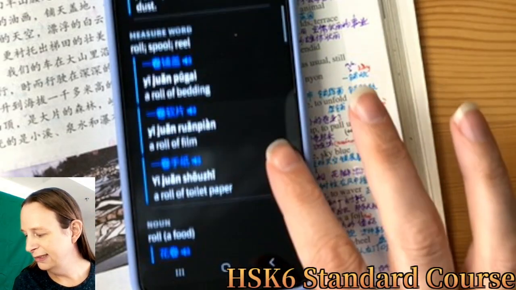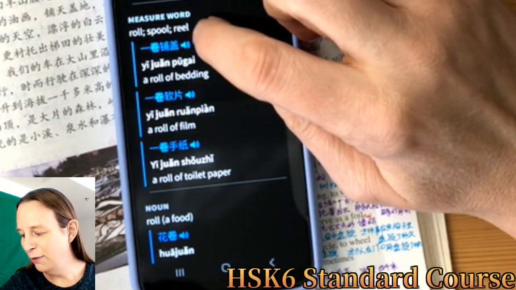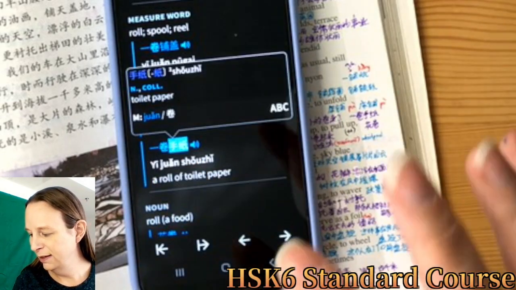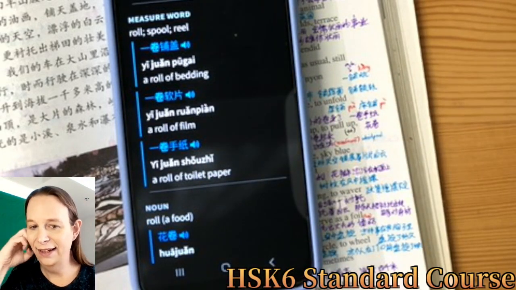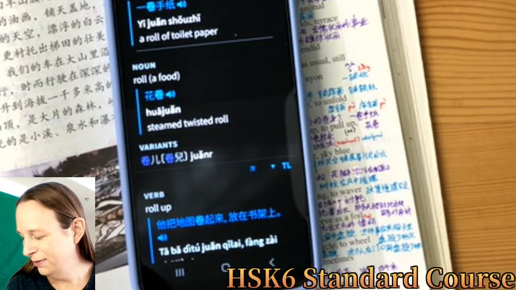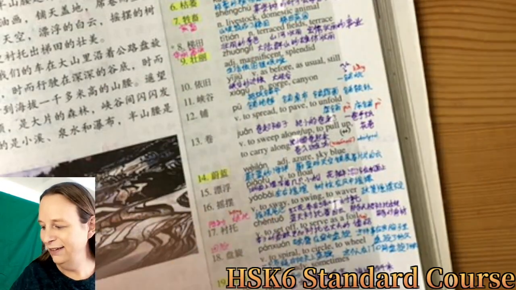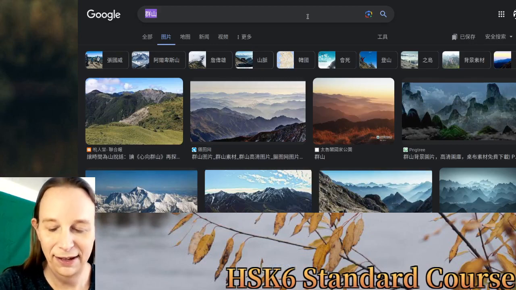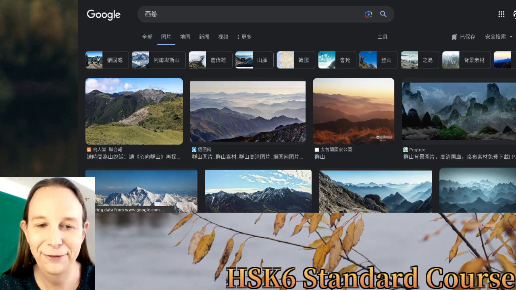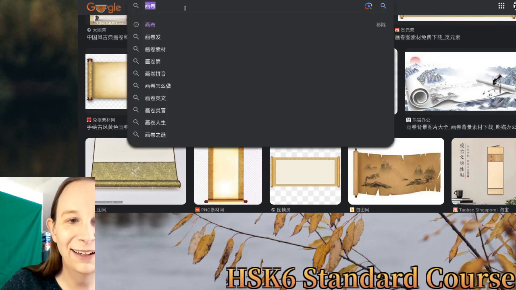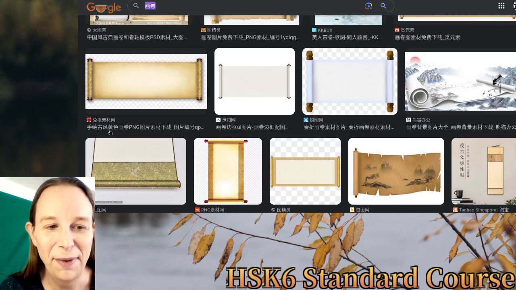一卷铺盖, a roll of something. 一卷手纸. What is 手纸? Hand paper. Toilet paper. I've always said 卫生纸. 花卷, 对吗? 花卷. Yeah, I'll show you. It's kind of a food. No. Sorry, I've written it wrong, but actually, this is not too bad, since we're here.